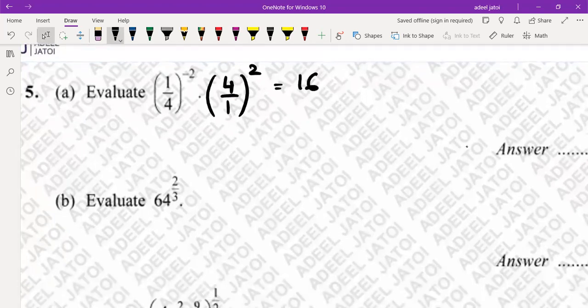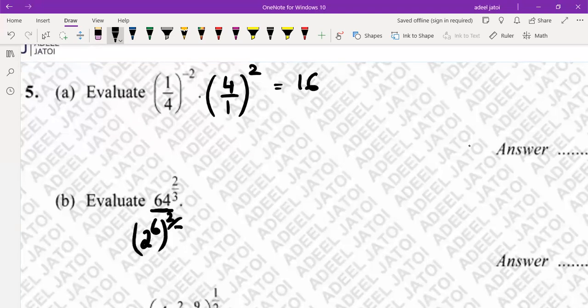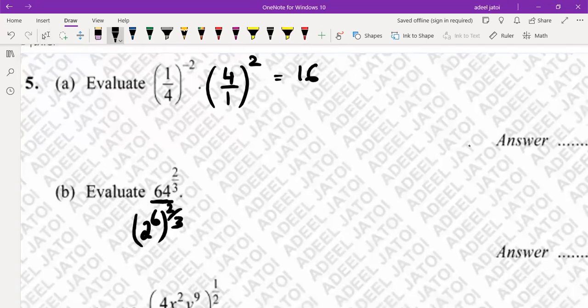In part B, you see that you have 64. Now 64 can be written as 2 to the power 6. 2 to the power 6 is 64. So what we can see is 6 times 2 upon 3, which is 12 upon 3. 12 divided by 3 will be 2 to the power 4. And 2 to the power 4 is 16. This is one way to do this.